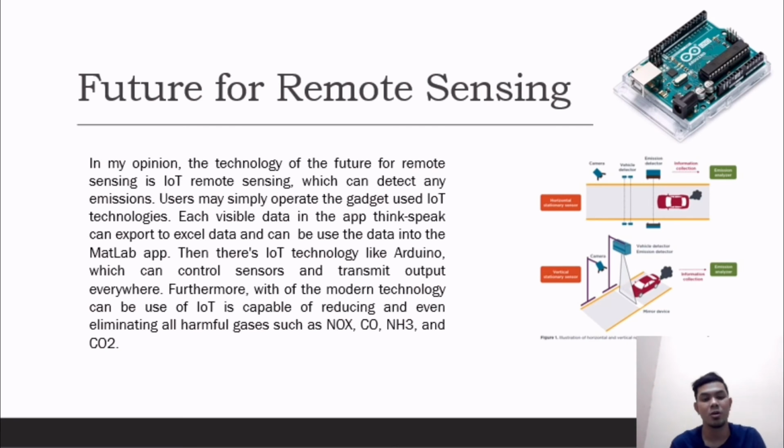Okay, for the future of remote sensing, in my opinion, the technology of the future of remote sensing is IoT remote sensing. We use IoT to easily monitor the sensor, for which we use ThingSpeak. ThingSpeak can export the data, which can be operated with MATLAB apps. The IoT technology like Arduino can control the sensor and transmit output everywhere.